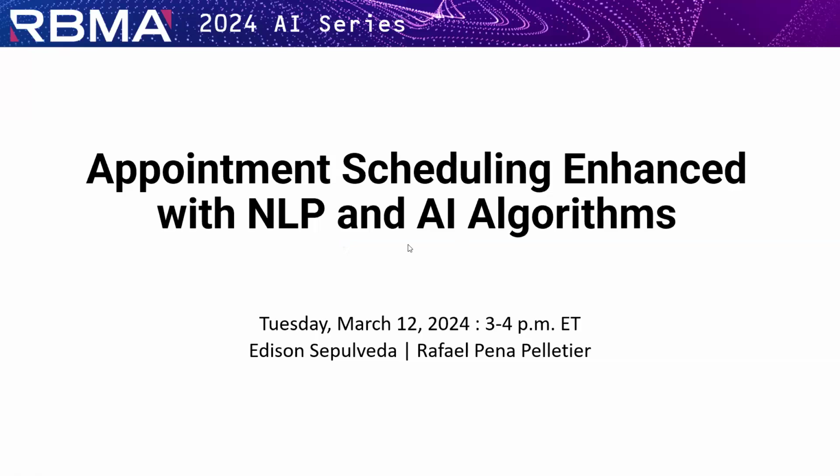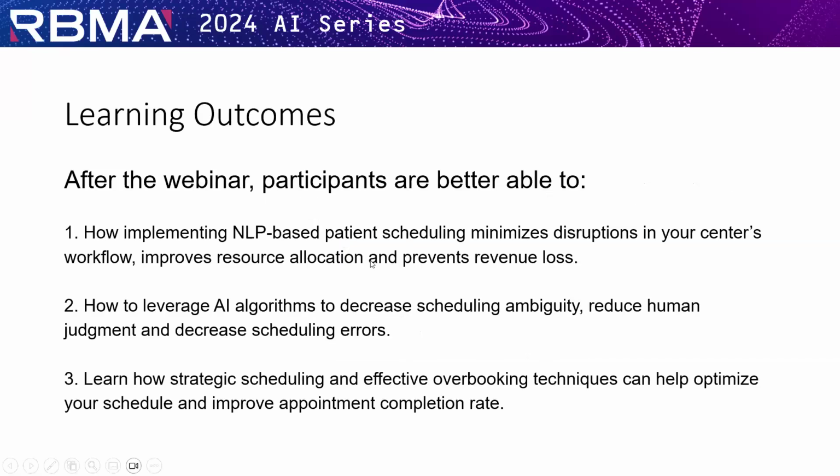Now, let's go to the next slide and see our learning outcomes for today. After the webinar, participants are better able to understand how implementing NLP-based patient scheduling minimizes disruptions in your center's workflow, improves resource allocation, and prevents revenue loss. Understand how to leverage AI algorithms to decrease scheduling ambiguity, reduce human judgment, and decrease scheduling errors. And finally, learn how strategic scheduling and effective overbooking techniques can help optimize your schedule and improve appointment completion rate.